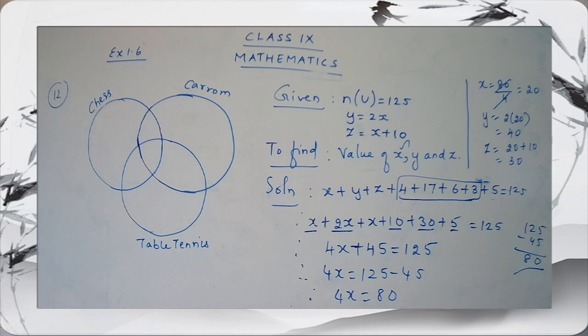Okay. So now let's try to fill the information that is given to us in the Venn diagram. What are the informations given to you? Let's go for the information. Number of children who play chess, children here.